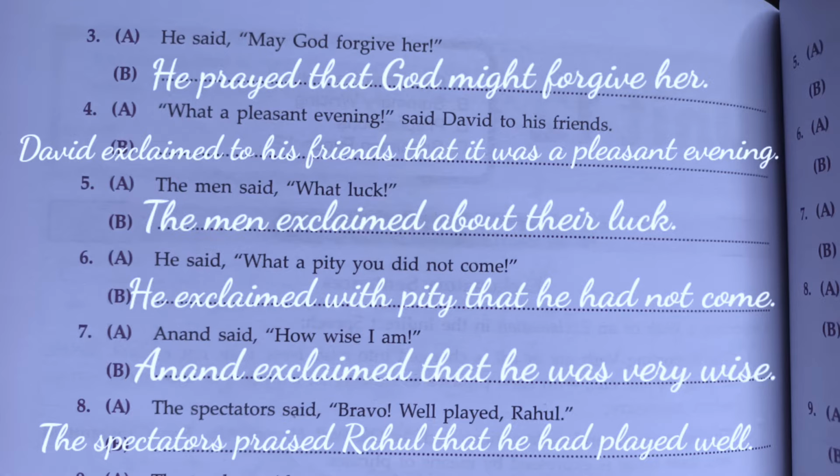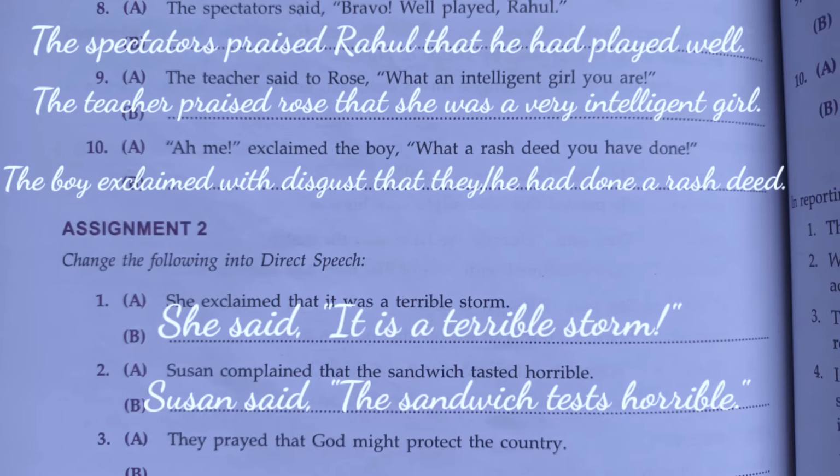Number 7, "Anand said, 'How wise I am.'" So sentence B would be, "Anand exclaimed that he was very wise." Number 8, "The spectators said, 'Bravo, well played Rahul.'" Second sentence would be, "The spectators praised Rahul that he had played well." Number 9, "The teacher said to Rose, 'What an intelligent girl you are.'" Second sentence would be, "The teacher praised Rose that she was a very intelligent girl."